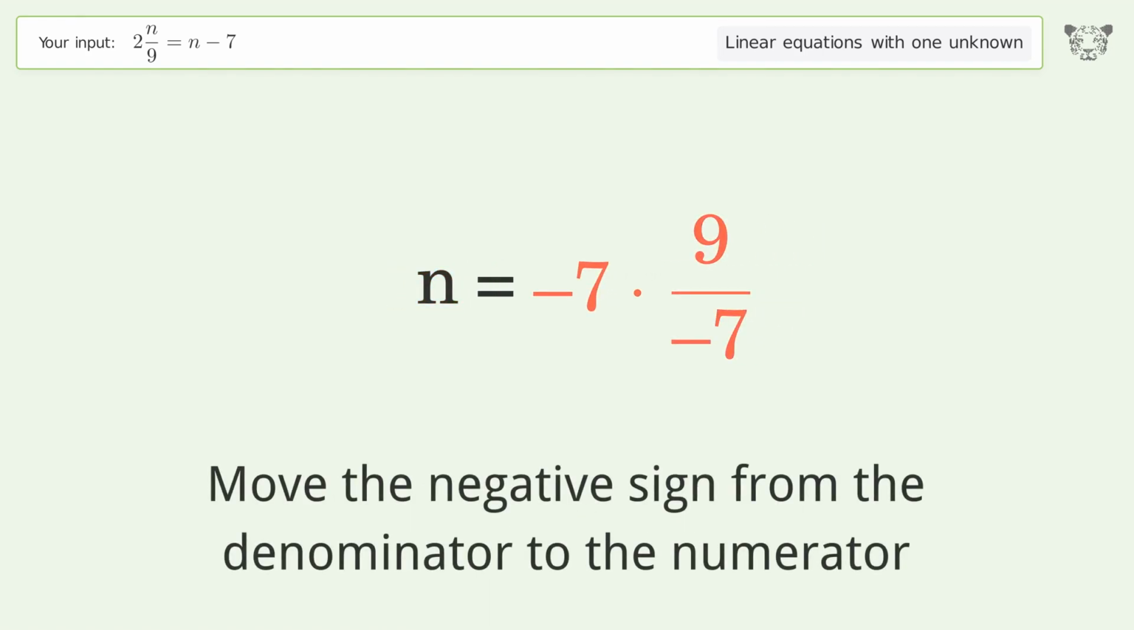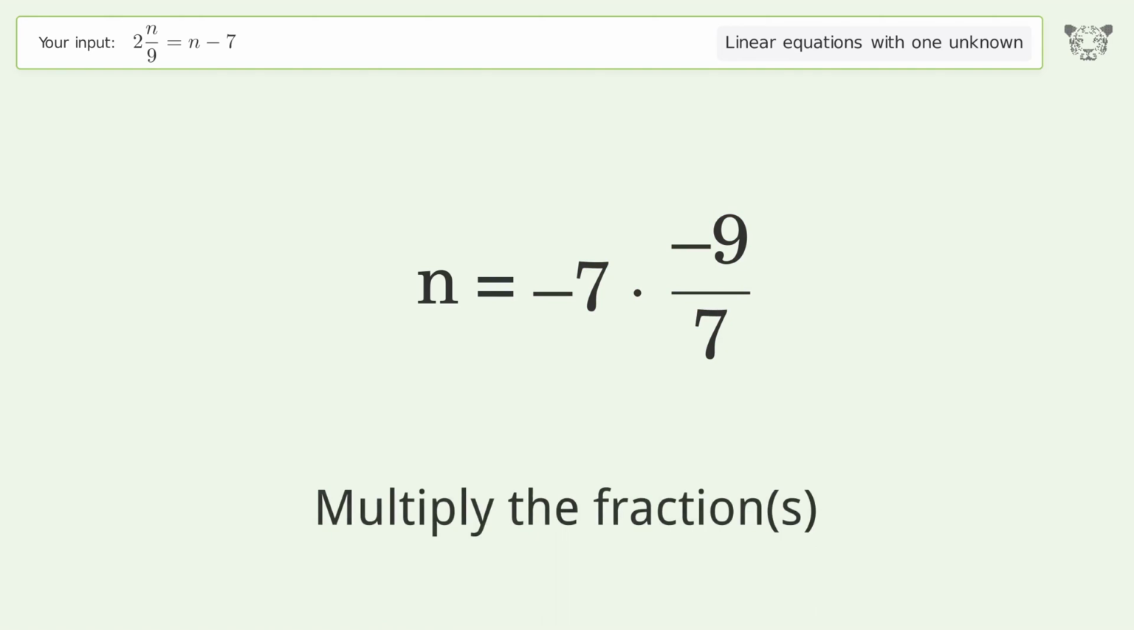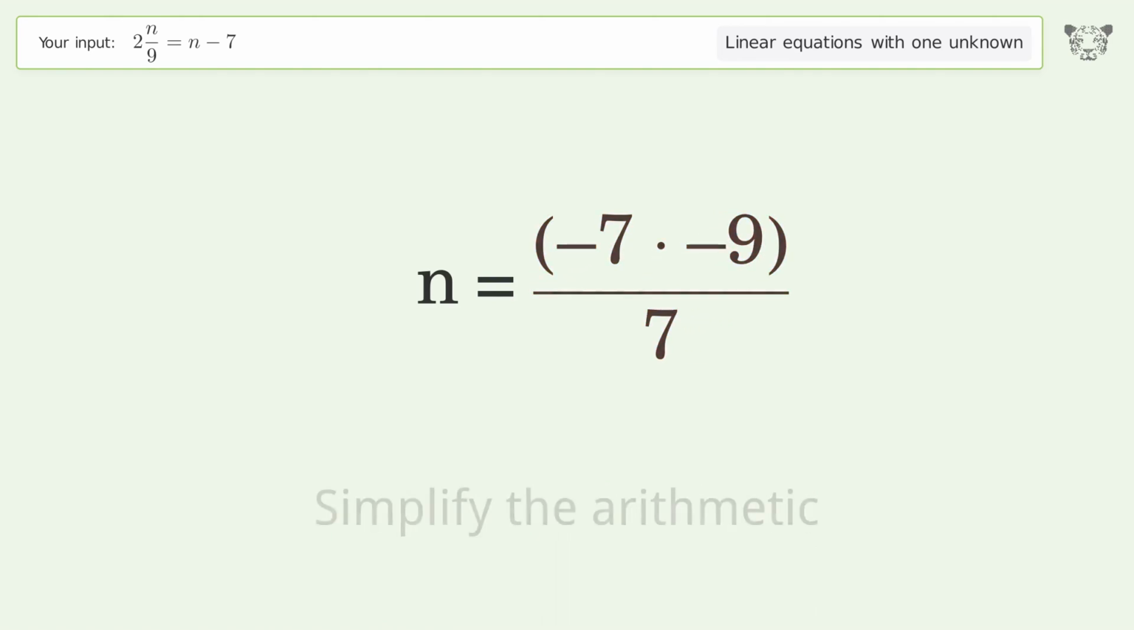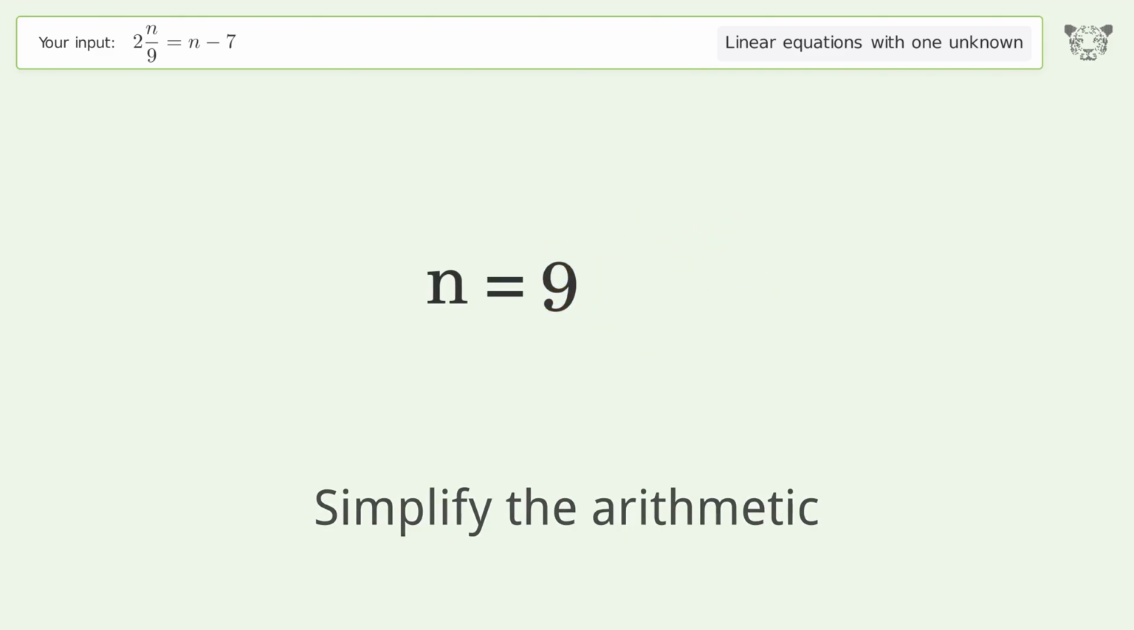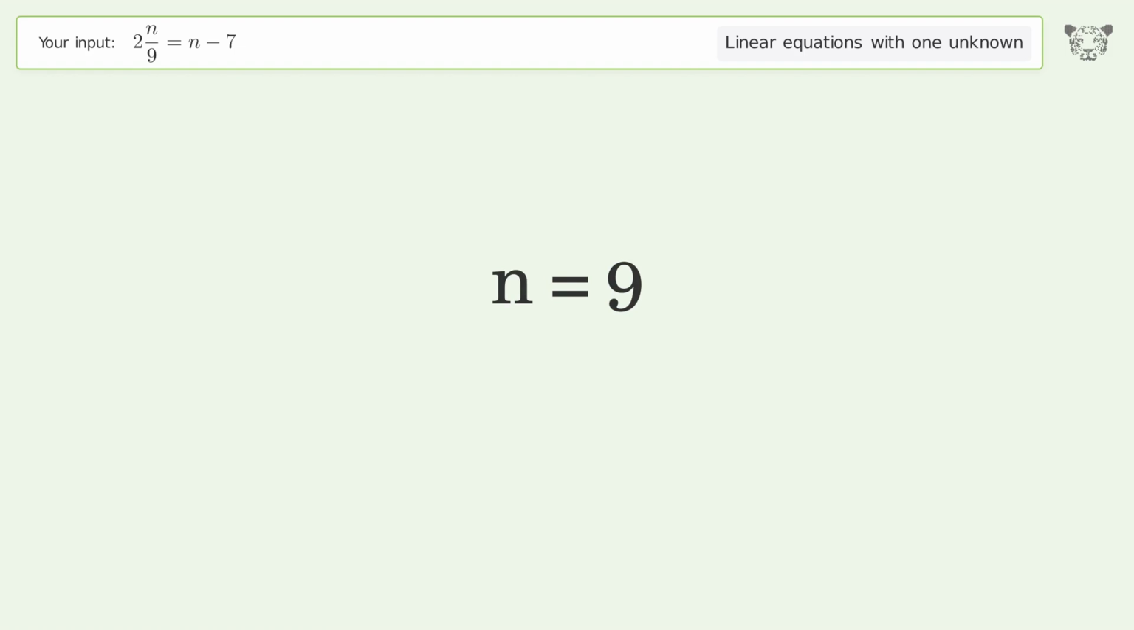Move the negative sign from the denominator to the numerator. Multiply the fractions. Simplify the arithmetic. And so the final result is n equals 9.